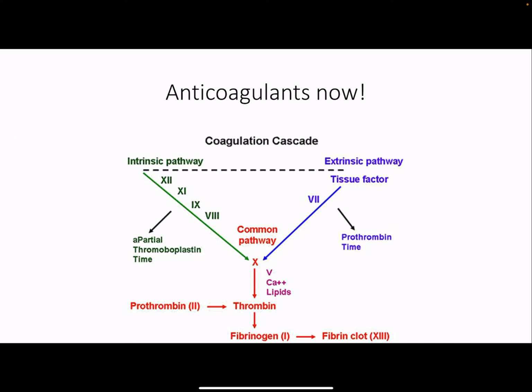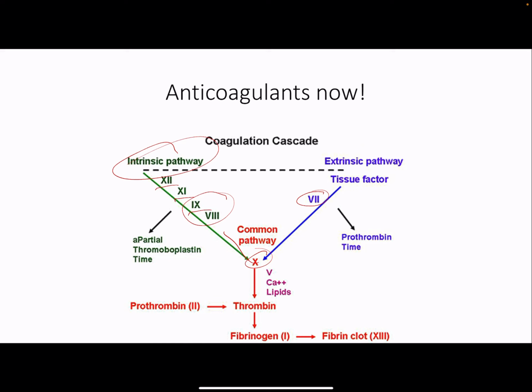All right, let's talk about anticoagulants. Just a refresher, we have the intrinsic pathway: 12 to 11 to 9 pairs with 8, that activates 10. We also have the extrinsic pathway, 7 pairs with tissue factor, also known as thromboplastin, also known as factor 2.